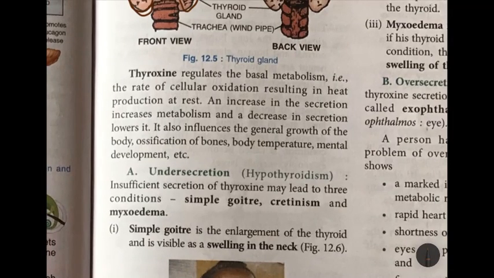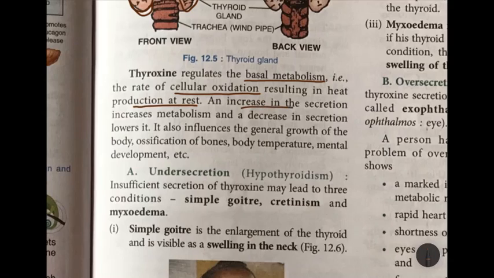Now thyroxine regulates the basal metabolism, the rate of cellular oxidation resulting in the heat production at rest. So when we talk about basal metabolism, what are we talking about? We are talking about the rate of cellular oxidation, that means respiration in the cells, which results in the production of heat when we are at rest.